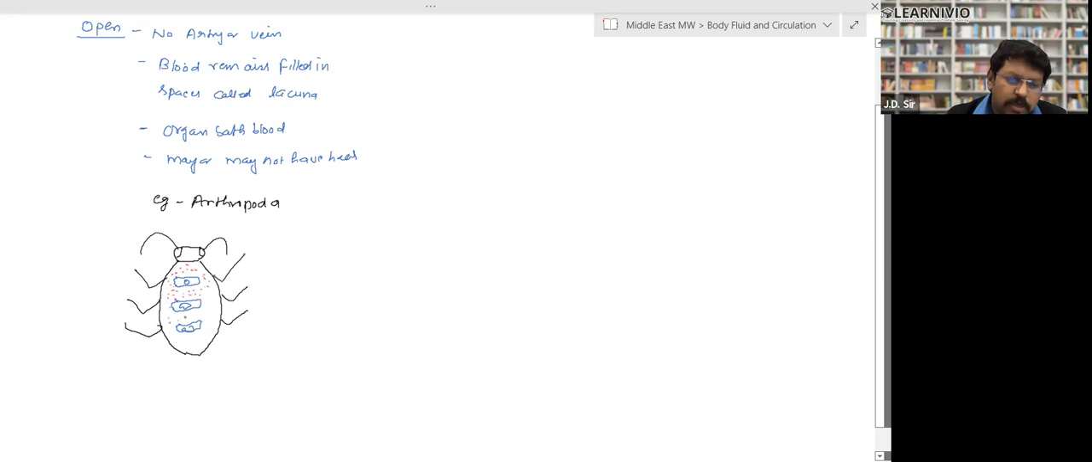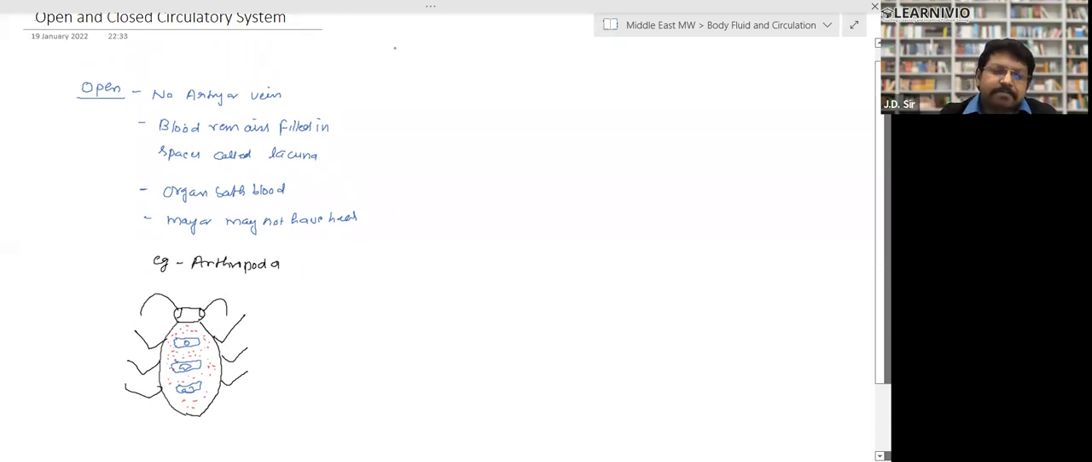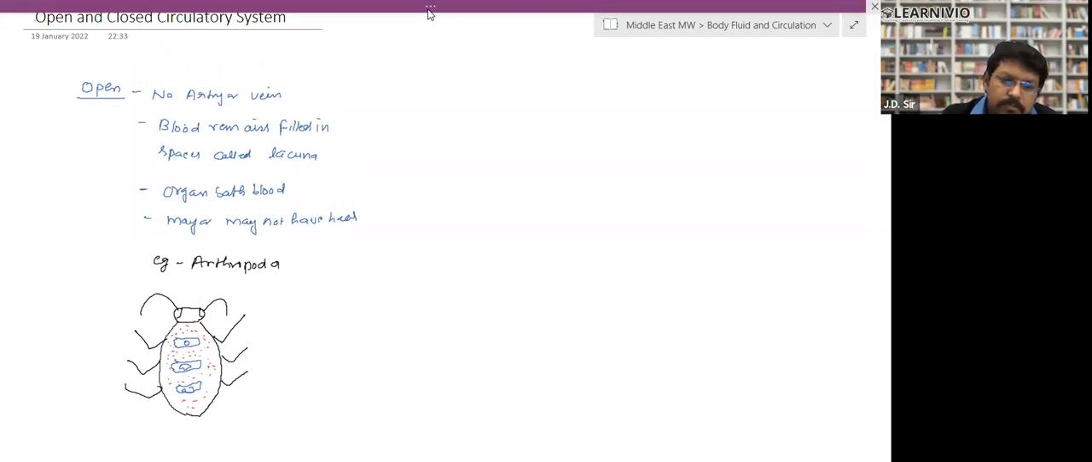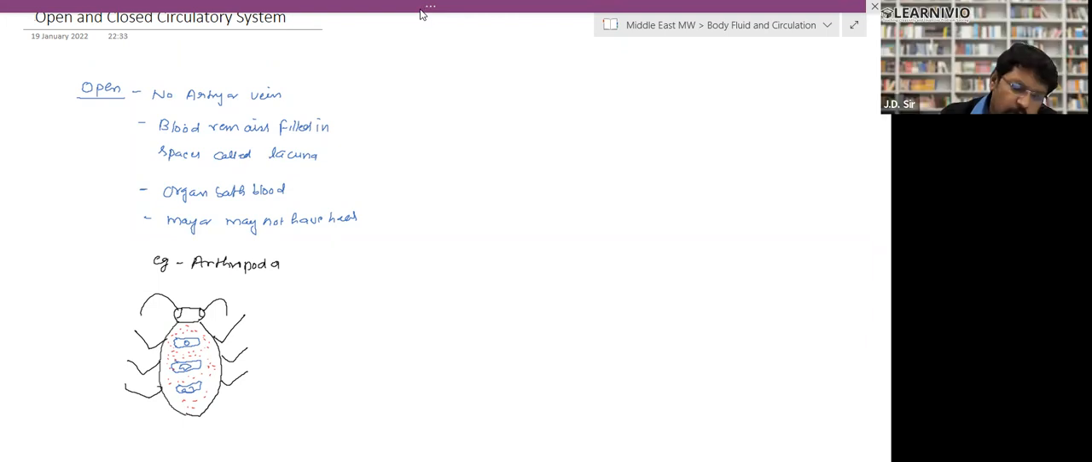So these organs keep on bathing in blood. There are no arteries or veins, and this is called the open circulatory system. There are certain pores where they take in oxygen and release carbon dioxide, but blood does not go out through these pores. So this is called the open circulatory system. Is it clear? Yes, sir. So, sir, all arthropoda have an open circulatory system? Exactly. All arthropods have an open circulatory system.